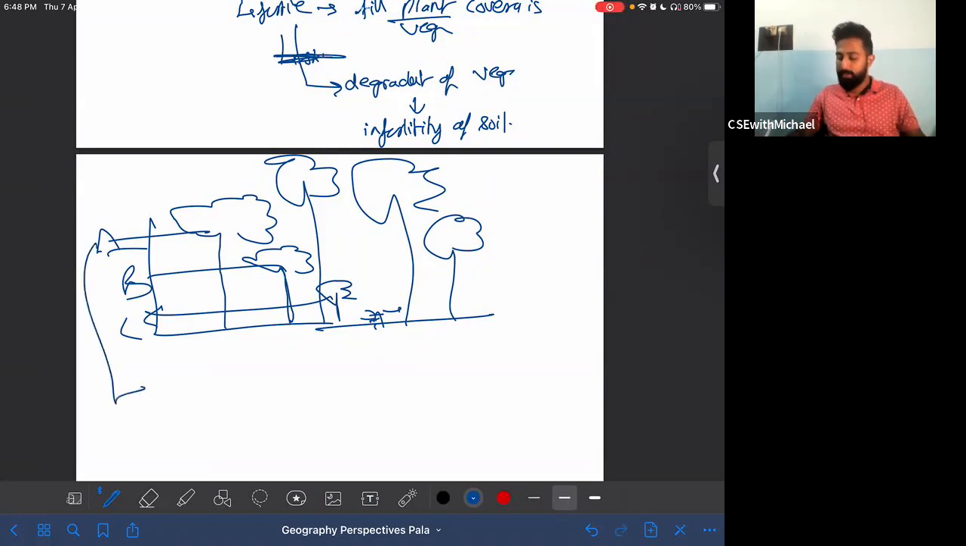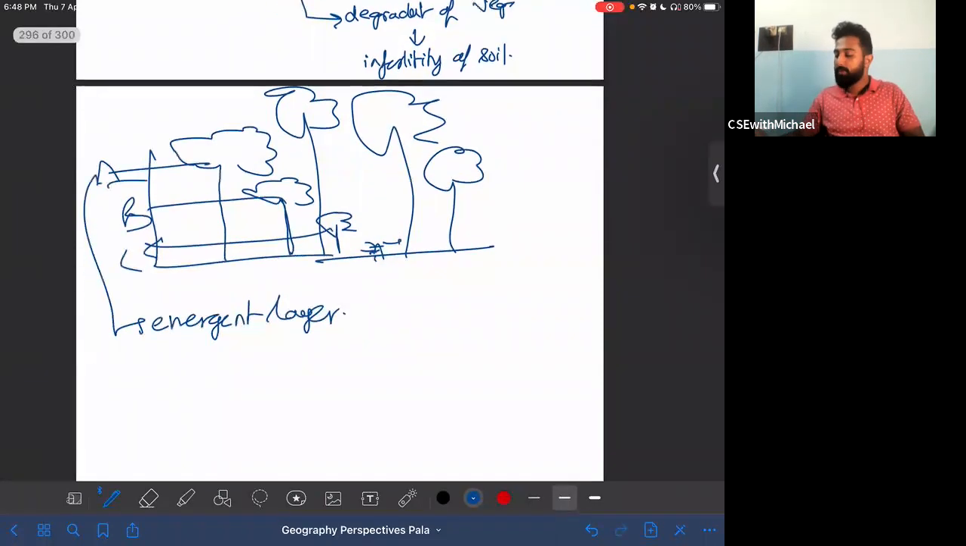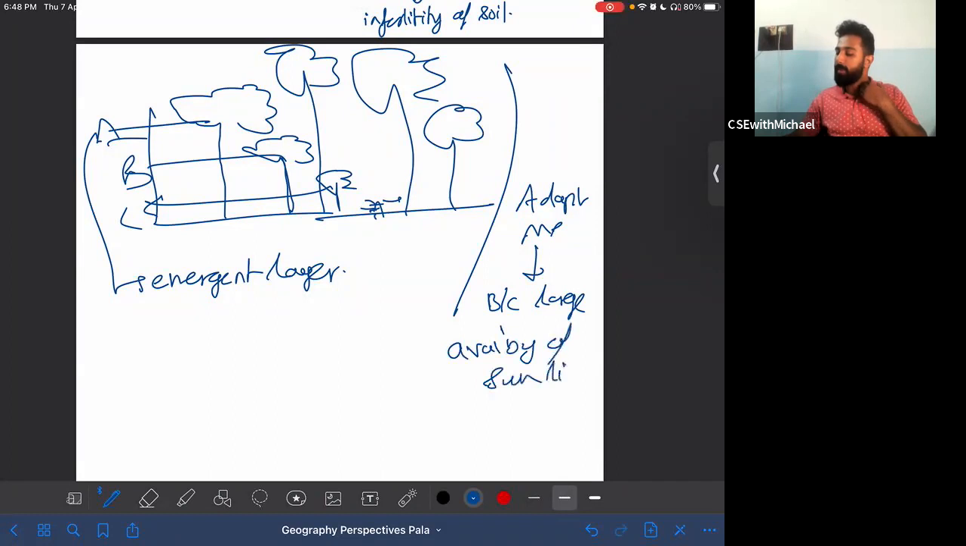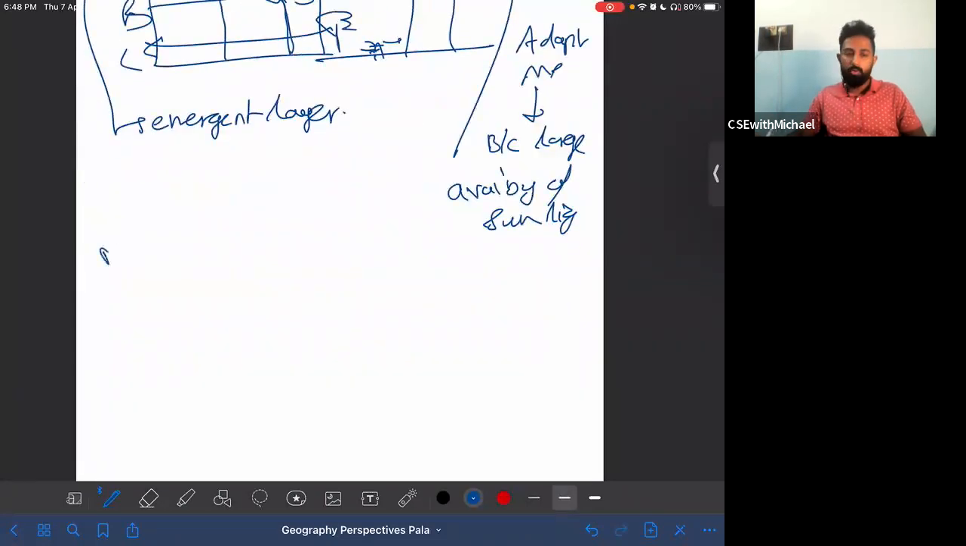So the first layer is the emergent layer. Then the B layer and the C layer, which will be characterized by different types of plants. So that is one adaptive mechanism, because of the large availability of sunlight. Different layers of plants can grow because each will get enough supply of sunlight or energy. Now there are several common adaptive mechanisms found in the region.